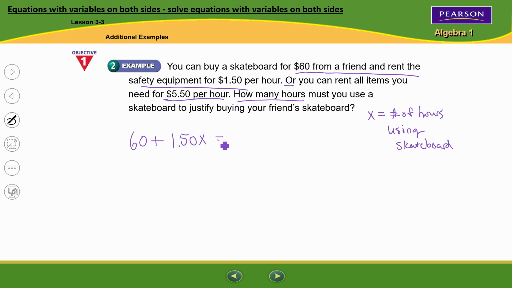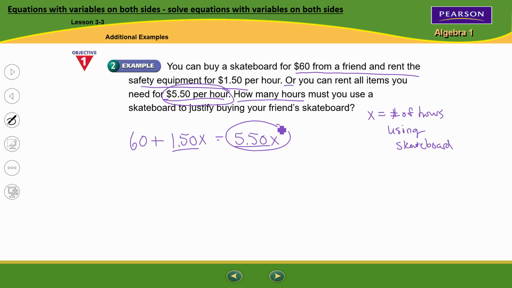Well, we want to know when is this going to equal the other situation, which is $5.50 per hour. So $5.50 x per hour again means every hour. $5.50 every hour is repeated addition. Okay. So now we have variables on both sides. Again, I want to get them together. I do not want to move the 5.50x.